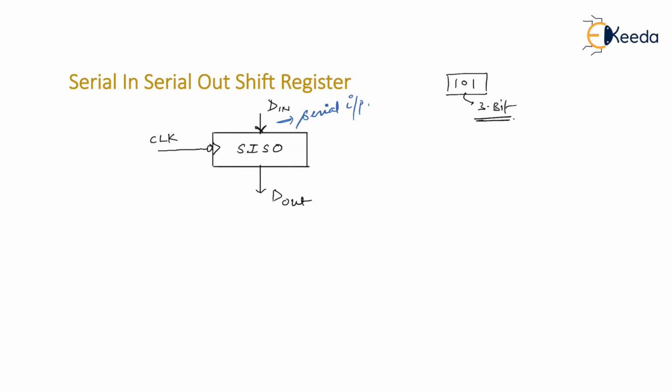In a similar way, for taking the output, we have only one line. In spite of having more than one bit inside the shift register, you cannot take all of them at a time. You can take only one bit at a time. That's the reason why the output is also of the same nature, that is serial output.